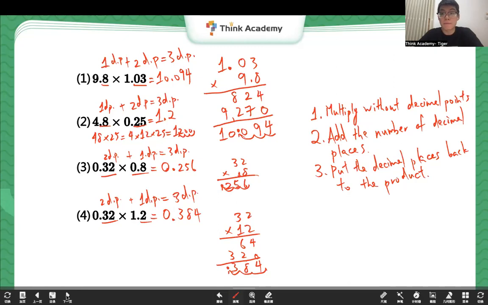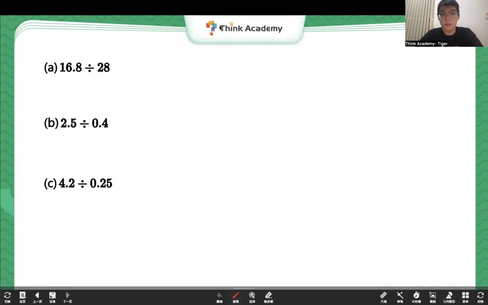So finally, we are doing the division of decimals, which is actually the hardest of all.